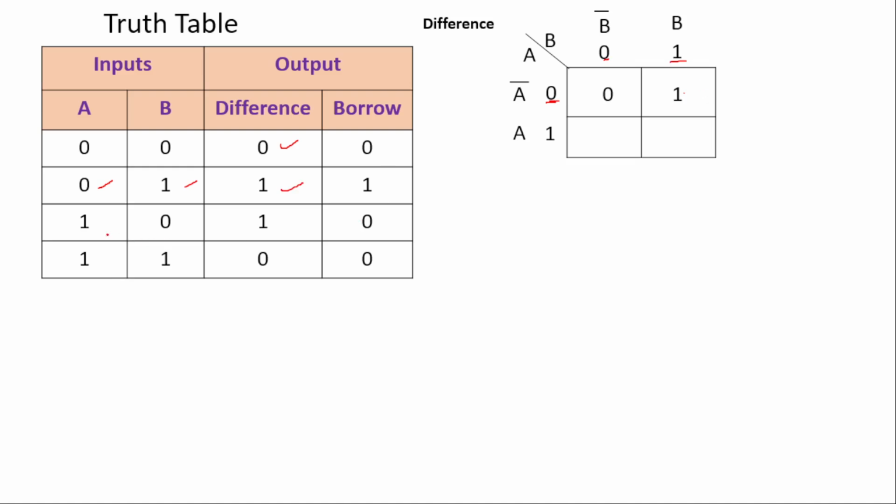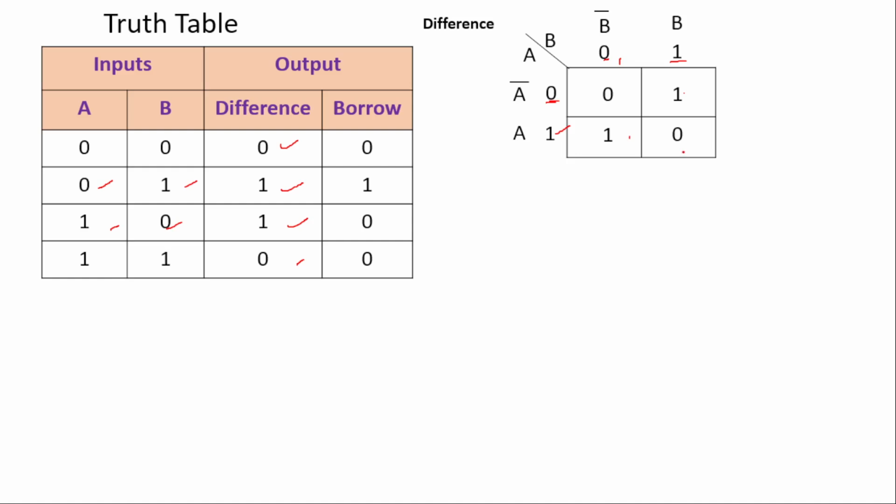In third case, A is 1 and B is 0. So we will enter the values here. And what is that value? Difference is 1. So 1 is entered here. And the last case, when A and B both are 1, difference is 0.